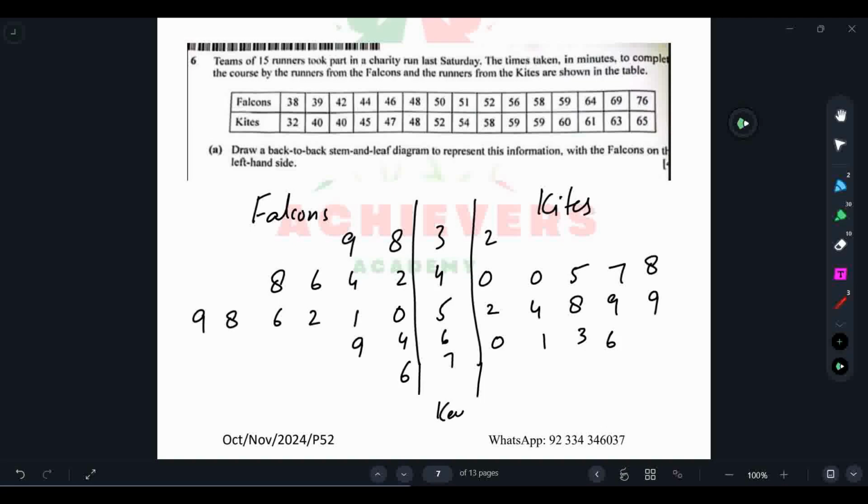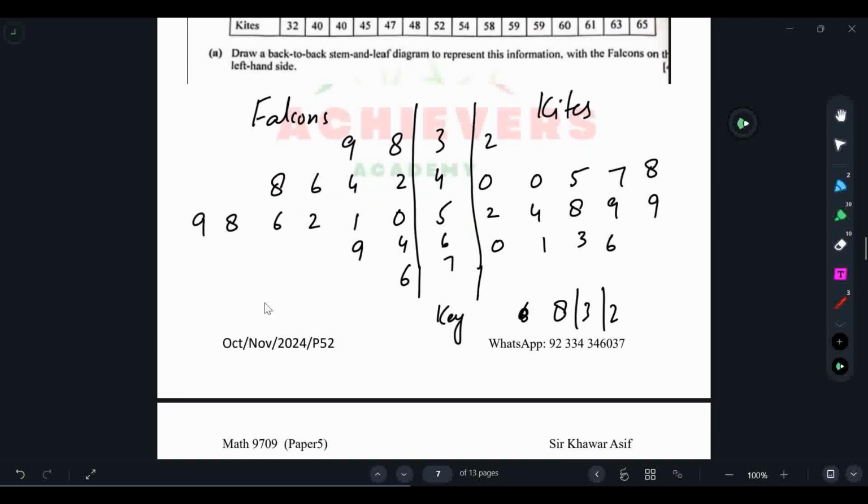We have to mention the key as well. So the key will be, let's say, 8|3|2, which means we have to write over here that this means 38 for falcons and 32 for kites. I hope that this thing is clear to all of you. If you have any question, you can ask it in the comment section.